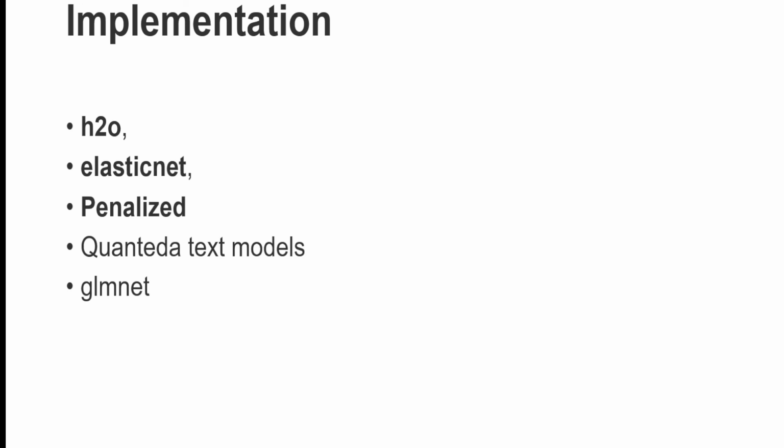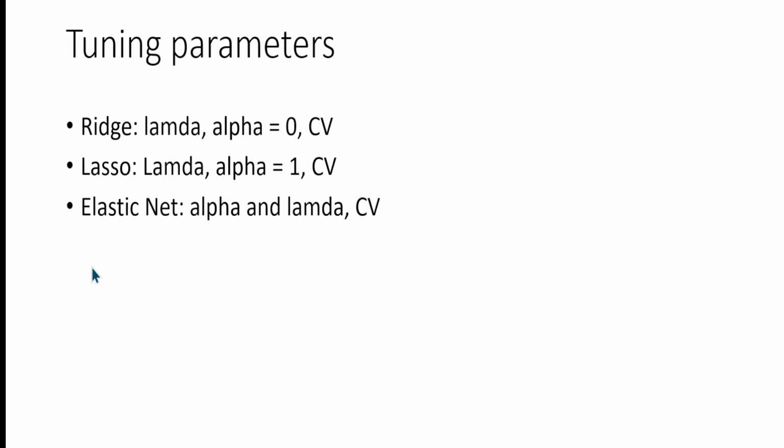The speed is really fast. You give it large text data, and the output is very quick. Of course, that depends on your tuning parameters. For example, for ridge regression and for LASSO regression, your tuning parameter is lambda, but for ElasticNet regression, your tuning parameters are alpha and lambda.